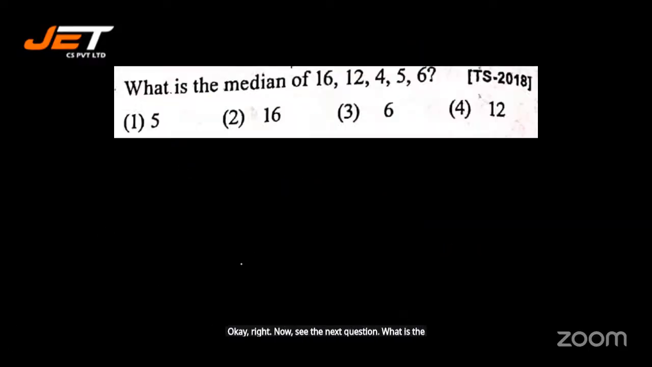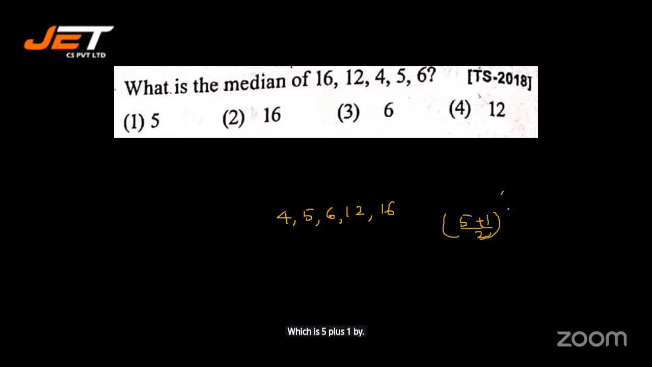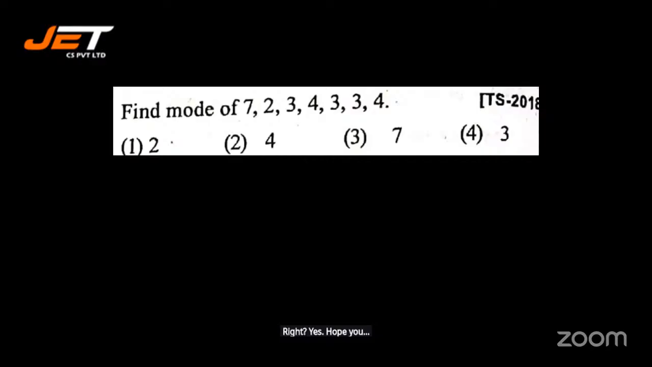What is the median of 16, 12, 4, 5, 6? As I said, first arrange it either ascending or descending. So 4, 5, 6, 12, 16. So 1, 2, 3, 4, 5. So 5 is an odd number, which is 5 plus 1 by 2th item. So 5 plus 1, 6 by 2 is third item. So what is the third item? It is 6. Therefore, your median is 6. Right? Yes. Hope you would have got it. Yes. See the next question.